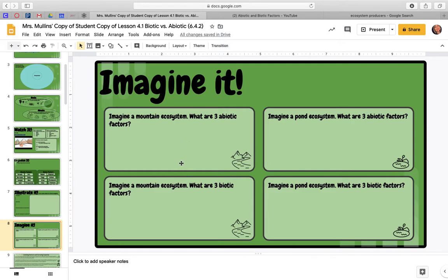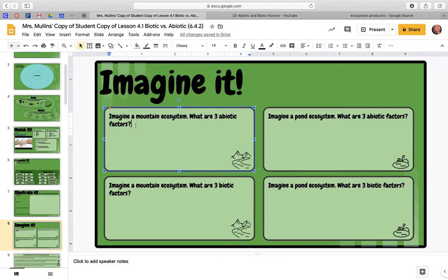This is just like our stations that we do in class. In fact, this comes from the same person who creates the stations that we do. These are just stations on slides. So with our stations, a lot of things are repetitive. So here, imagine a mountain ecosystem and what are 3 abiotic factors.